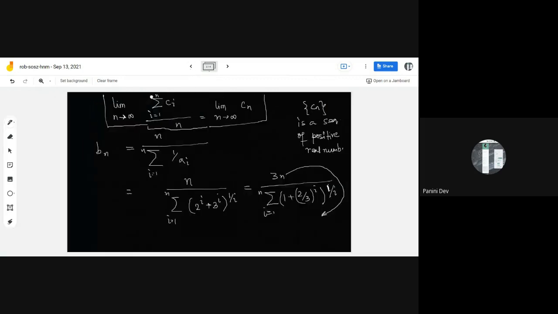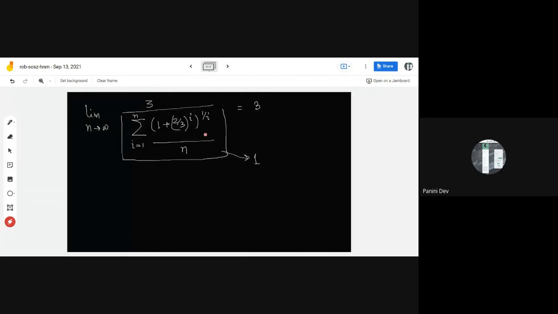Here we are actually using this argument: the summation of ci divided by n will have the same limit as the sequence itself, so practically the limit as n tends to infinity of an. This is nothing but the limit as n tends to infinity of 1 plus 2 by 3 whole to the power n, to the power 1 by n, and this limit goes to 1. Hence the limit as n tends to infinity of dn will be 3.